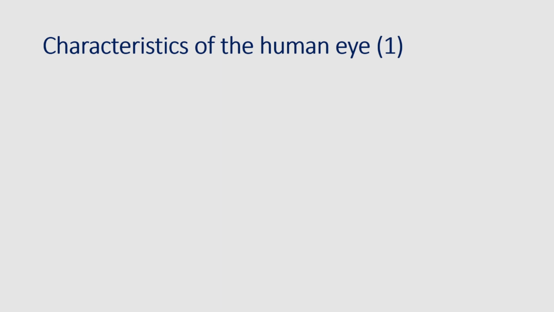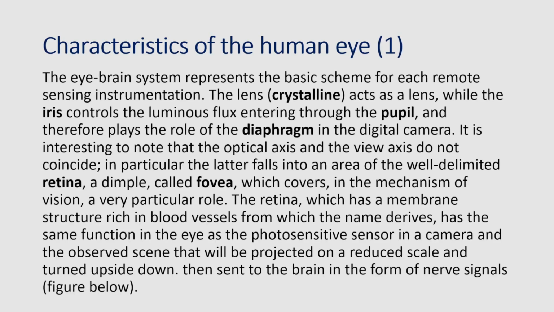Characteristics of the human eye. 1. The eye-brain system represents the basic scheme for each remote sensing instrumentation. The lens, crystalline, acts as a lens, while the iris controls the luminous flux entering through the pupil, and therefore plays the role of the diaphragm in the digital camera.